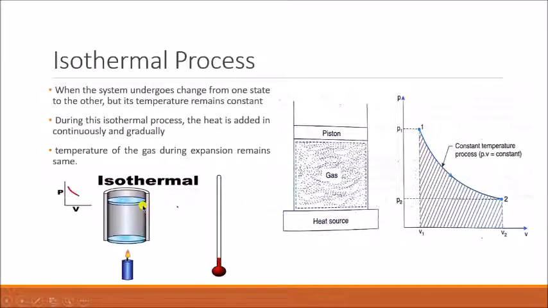There is a small animation you can see here. You can see in this process the temperature remains constant. This is your thermometer, which is used to measure the temperature. You can see the expansion is taking place, the piston is moving upwards, but the temperature remains the same. Simultaneously you can see the PV diagram being plotted. The curve is coming downwards, meaning the pressure is decreasing and the volume goes on increasing. So during this process the temperature remains constant, only the pressure and volume change. Clear?